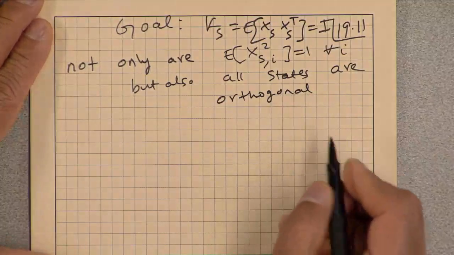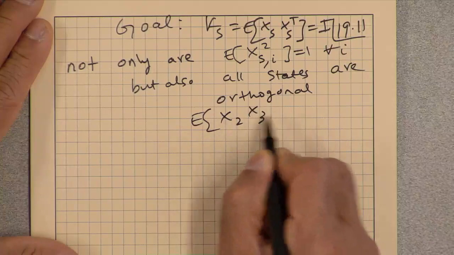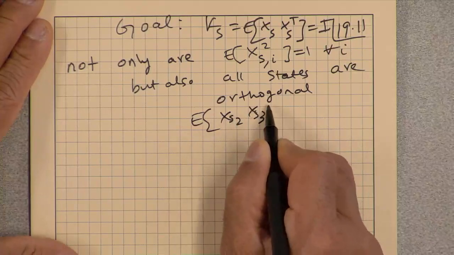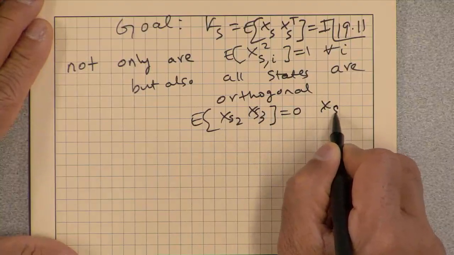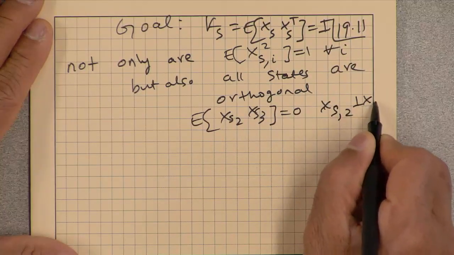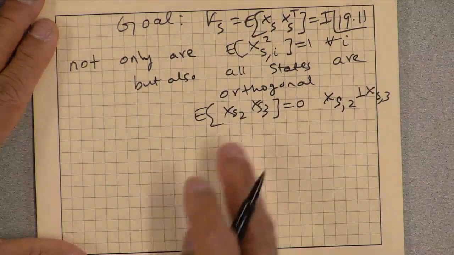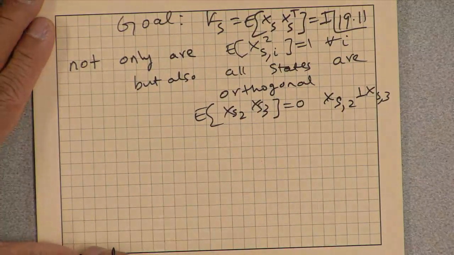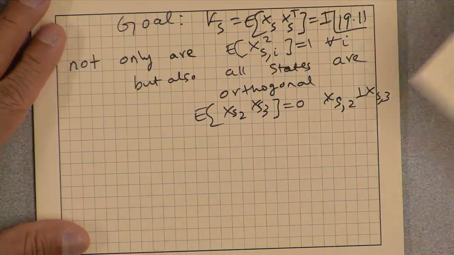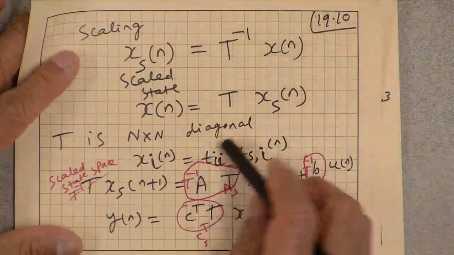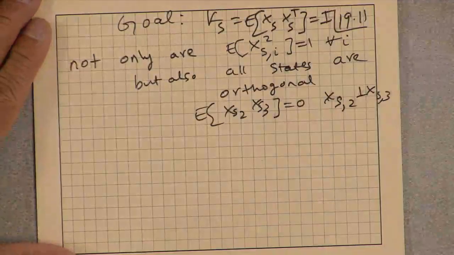And why are we saying that? Well, if the expected value of x2, x3, x scaled 2, x scaled 3 equals 0, then x scaled 2 is orthogonal to x scaled 3. That's why their expected value is 0.